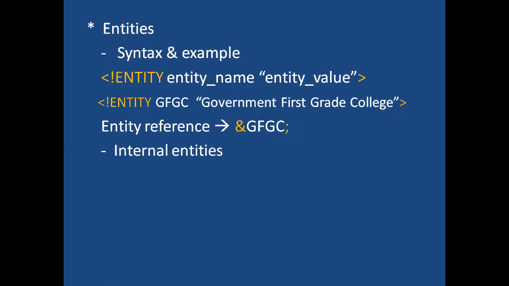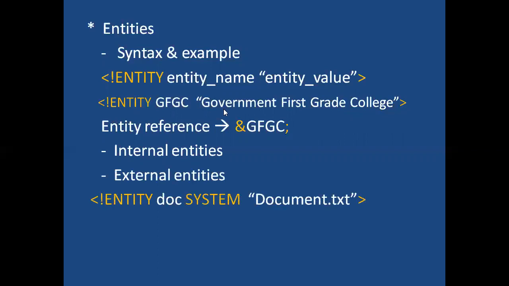Next, internal entities. Internal entities are most often used to stand in for often repeated phrases, names, and texts. Not only is an entity reference easier to type than a long piece of text, but it also improves accuracy and maintainability, since you have to change an entity once for the effect to appear everywhere. So if you have to add something to this, say Government First Grade College Karnataka, instead of changing it everywhere in the document, simply you can change it in the entity and that will be reflected everywhere in the document. An example for internal entity is this.